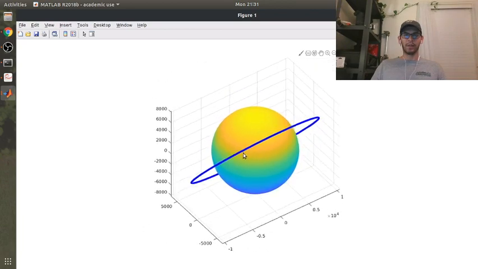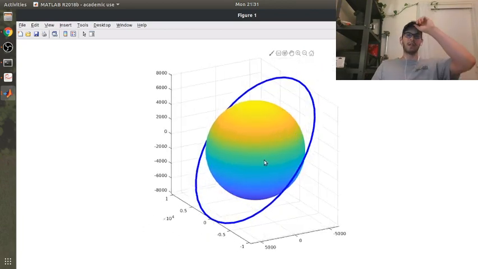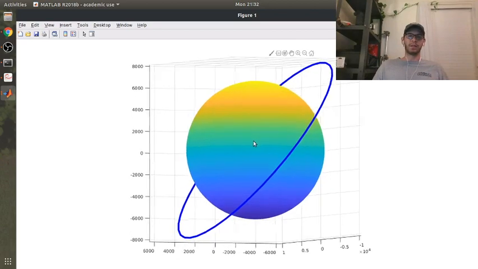So there you go. Simple translational dynamics. I'm right at 22 minutes. I'm going to call it there.